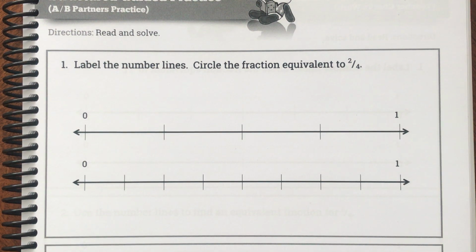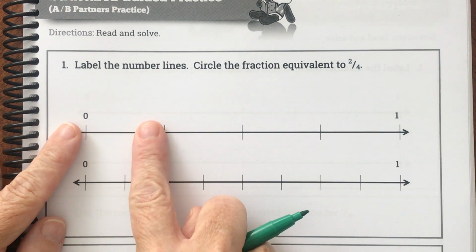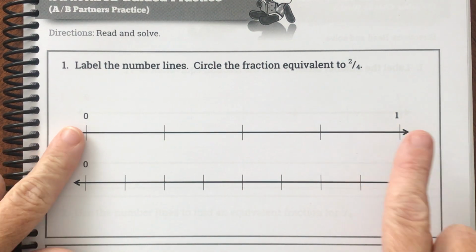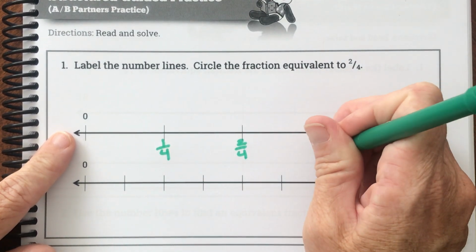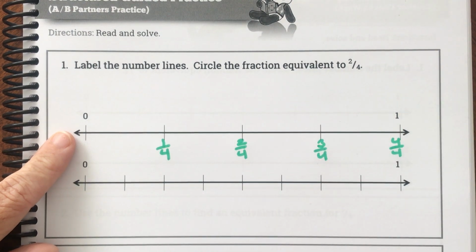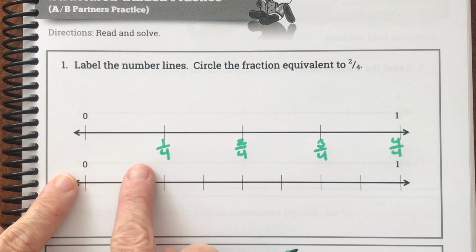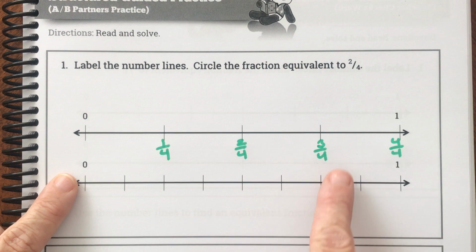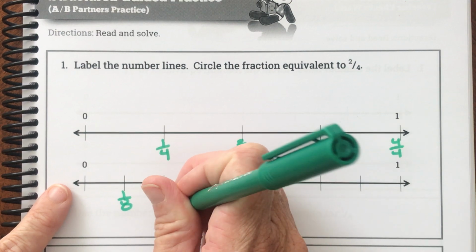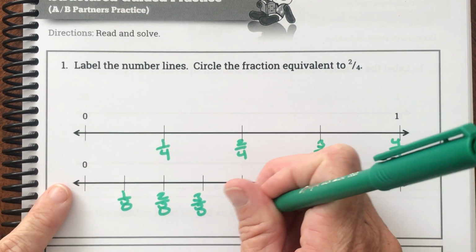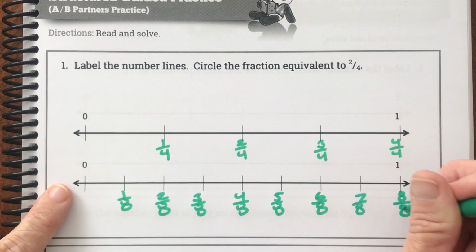Okay, so let's look at our first line, and it's 0 to 1. So they partition this one number into 1, 2, 3, 4 parts. So our denominator is going to be a 4. So we have 1/4, 2/4, 3/4, and 4/4. Okay, let's look at our next number line. It's 0 to 1, and it was partitioned into 1, 2, 3, 4, 5, 6, 7, 8 pieces. So we have 1/8, 2/8, 3/8, 4/8, 5/8, 6/8, 7/8, and 8/8.